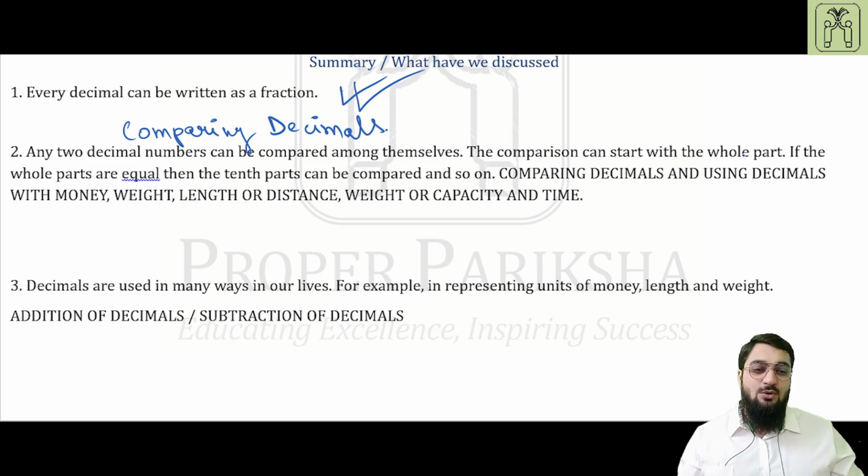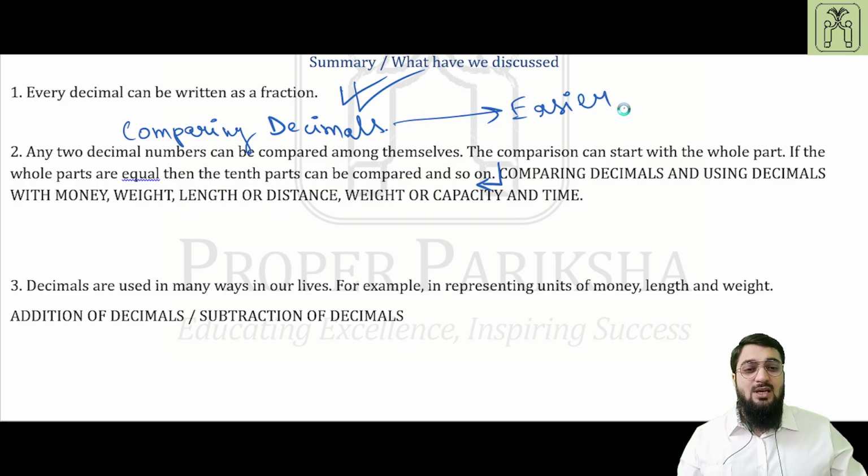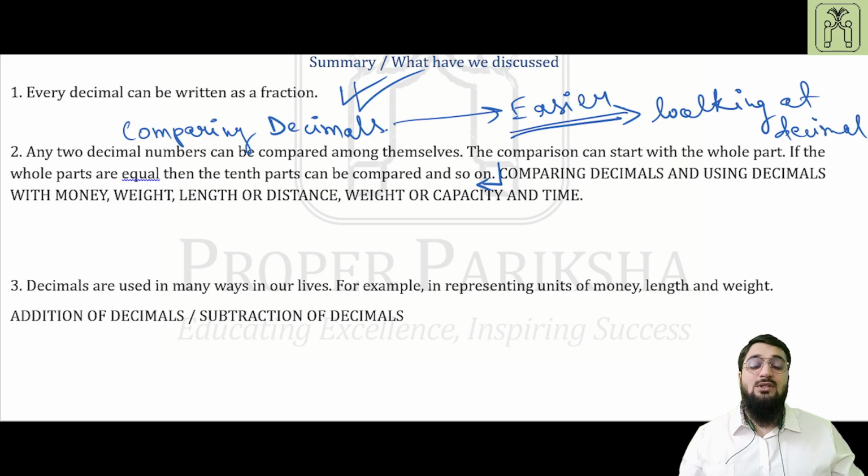Comparison can start with the whole part. If the whole parts are equal, then the tenth parts can be compared, and so on. Comparing decimals and using decimals with money, weight. Okay, so till here it is talking about comparing decimals. We have discussed how to compare decimals with a much easier method. Maybe you will find that this is a lengthy process, but once you get the grasp of it, you can find the answer just by looking at the fraction or the decimal, within a second.